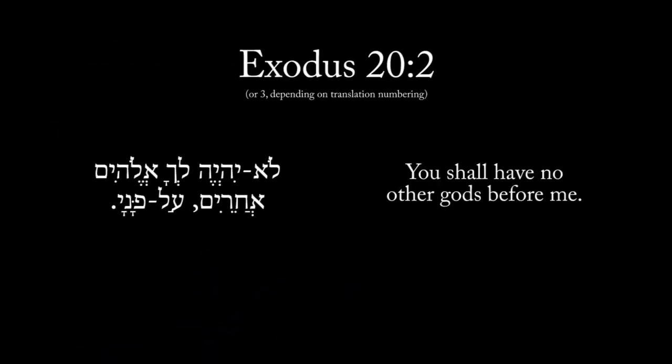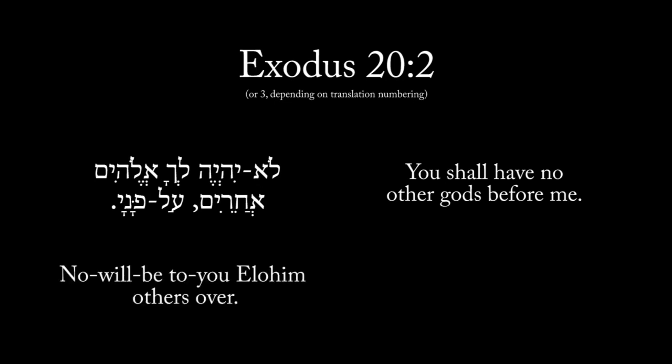You shall have no other gods before me. Lo yeye lecha Elohim acherim al paneah. The literal translation is, no will be to you, Elohim, others over. When you apply the correct grammar and grammatical inflection so it makes sense to us, it says, to you, no others will be over Elohim.